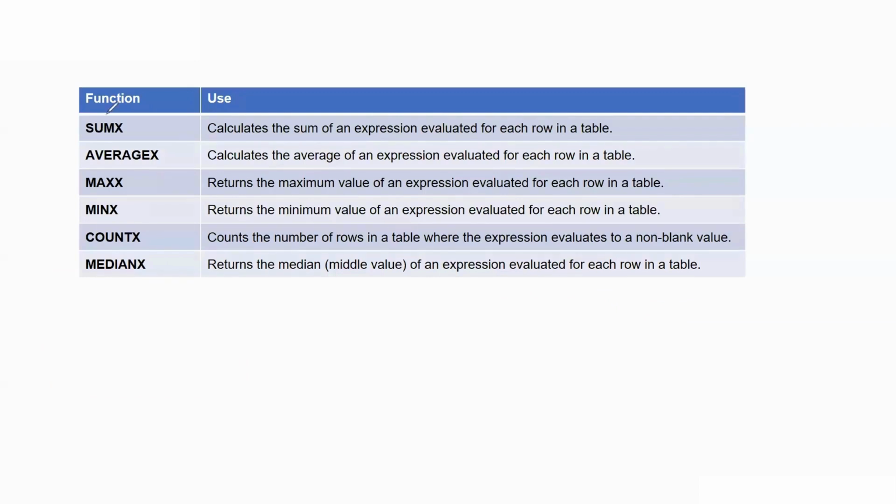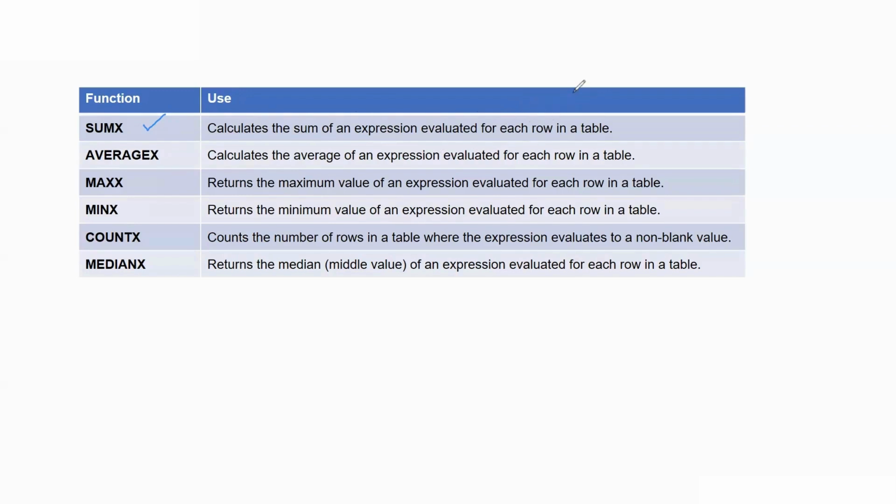Now, we have already talked about the mathematical functions, in which we already saw sum, average, max, min. How are these different from those? So for example, you want to do some row-based operation and then you want to find the sum of a specific column. Then you would be using SUMX. SUMX basically gives you the sum of an expression evaluated for each row.